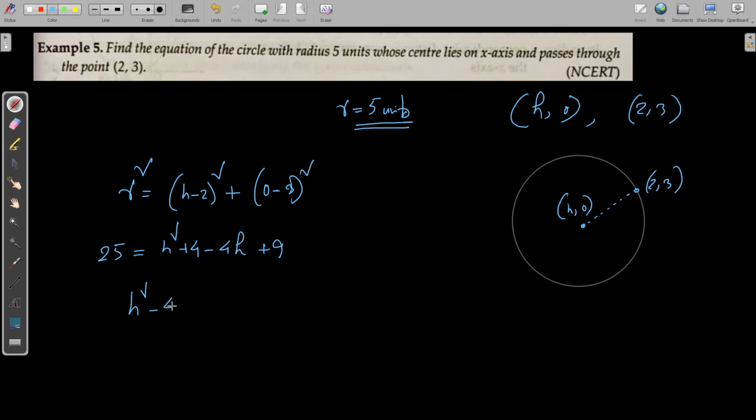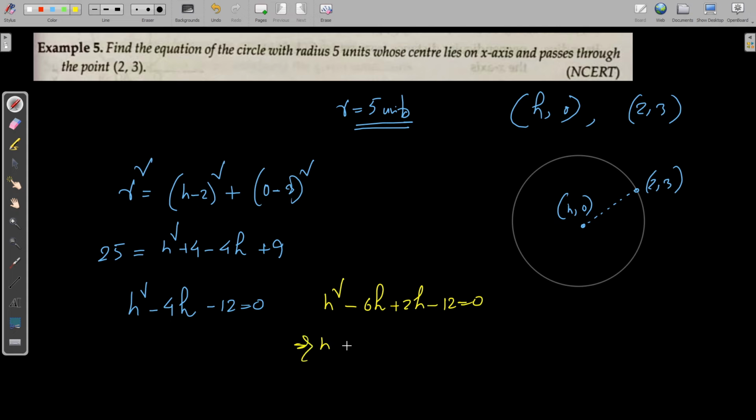So it will be h square minus 4h, 4 plus 9 is 13, 13 minus 25 is minus 12, equals 0. Now let's solve it. If you do splitting the middle term, what are we going to get? It will be h square minus 6h plus 2h minus 12 equals 0.